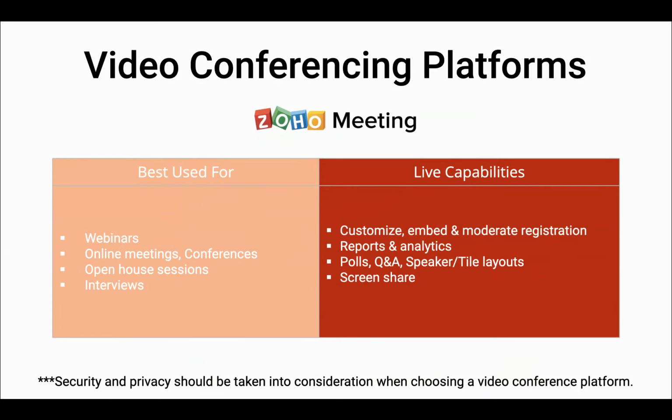And I'd be doing a disservice if I didn't mention security and privacy. It's really important. This needs to be taken seriously when considering different platforms, any platform. And so I know we've seen lots of companies in the news recently with data breaches and hacking of their meetings. So here at Zoho, we adhere to all of the industry standards. We don't share or sell any of your data, and this is one of Zoho's big priorities. So it's very important to consider.